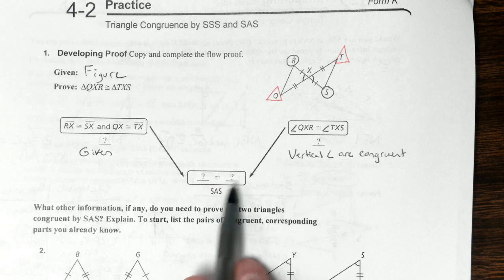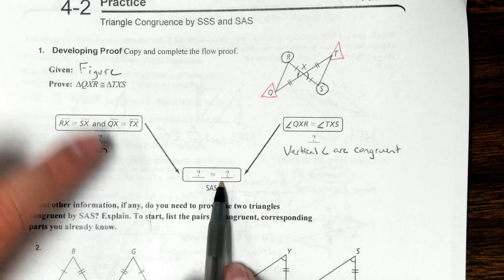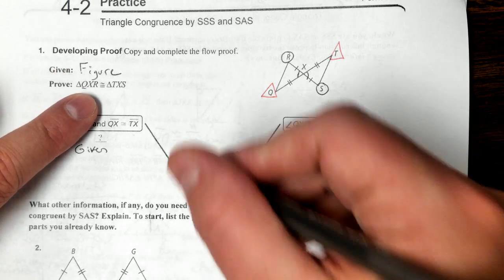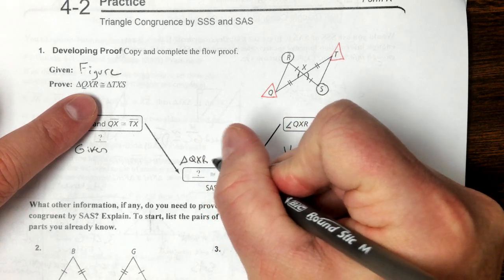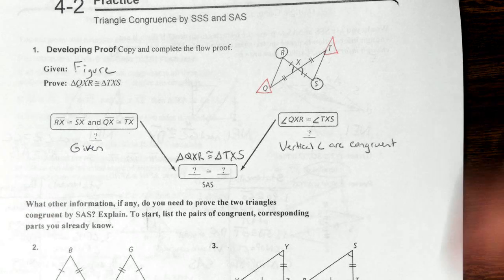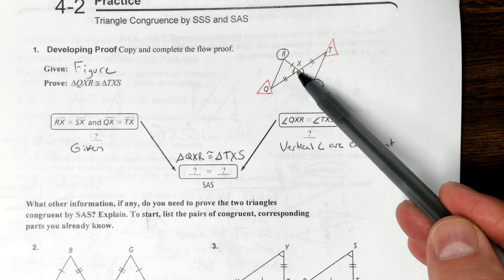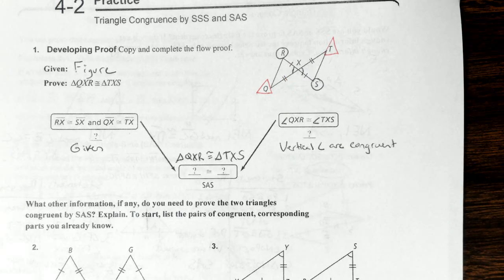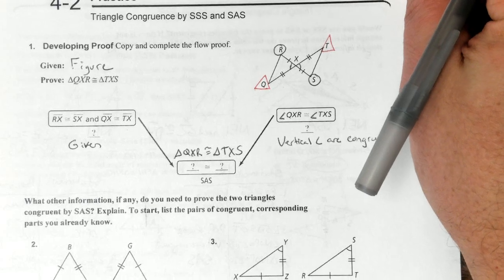The next part says with those 2 inputs, what's your result, and it's basically the proof statement. So it's triangle QXR congruent to triangle TXS. And that reason was side angle side because the angle is between the 2 sides. Side angle side. Any questions?